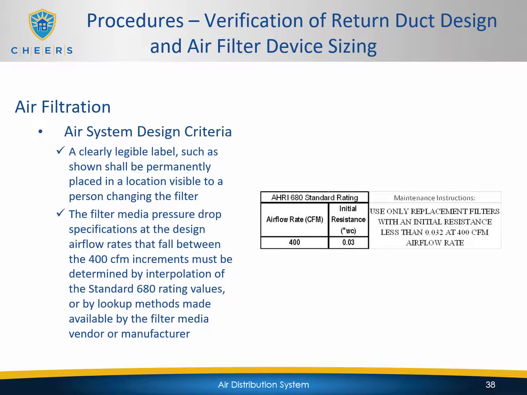The filter media pressure drop specifications at the design airflow rates that fall between the 400 CFM increments must be determined by interpolation of the standard 680 rating values, or by lookup method made available by the filter media vendor or manufacturer.